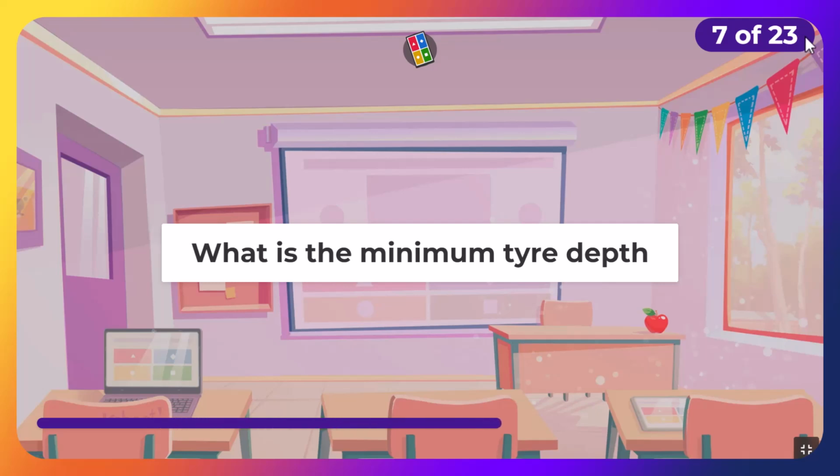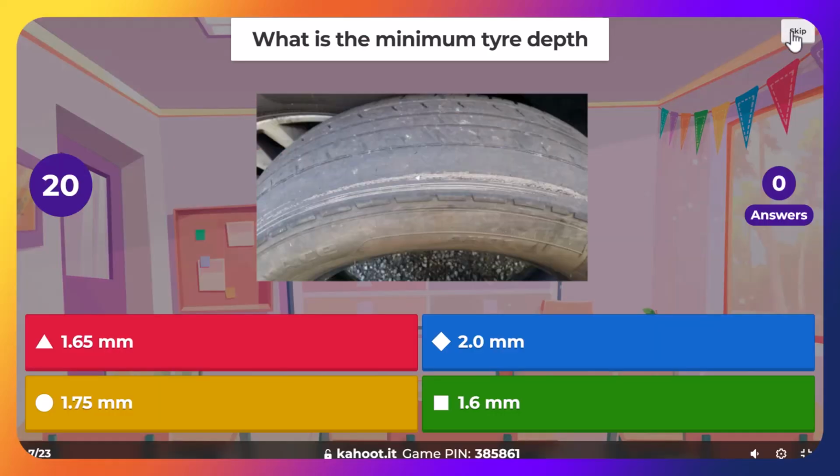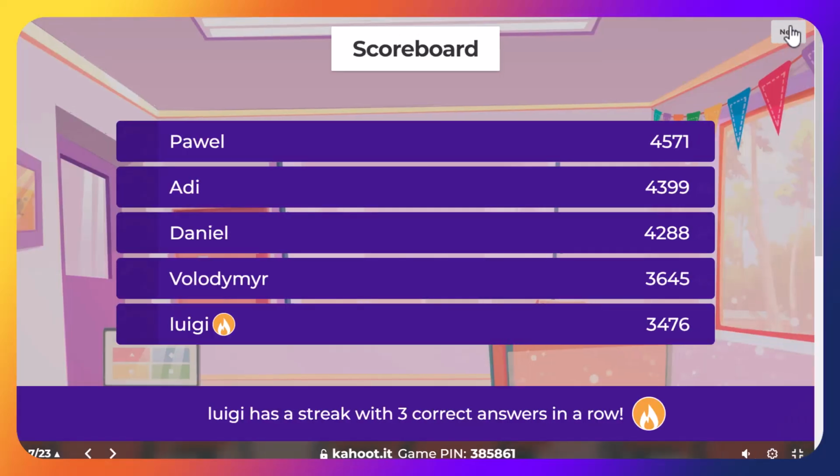What is the minimum tie depth? Oh, I could go in and correct them, but I'm too lazy. What is the minimum tie depth? .6 millimeters.